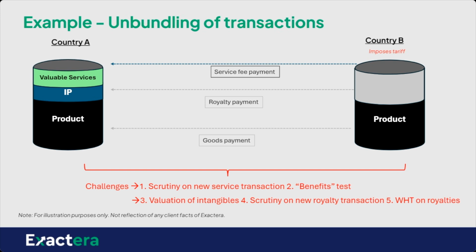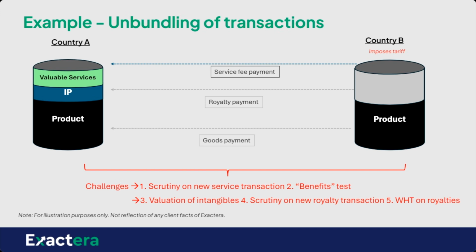So when we say unbundle, of course, it would be in your interest to remove that IP and those valuable services and just sell the product itself. That will reduce the customs value. But again, as we mentioned earlier, you will have a new service transaction. If you unbundle it now, sell just the product and charge services and royalties separately, you have a new transaction. And for the service transaction, you have to demonstrate the benefit to the entity paying for the service. That's something required in transfer pricing.